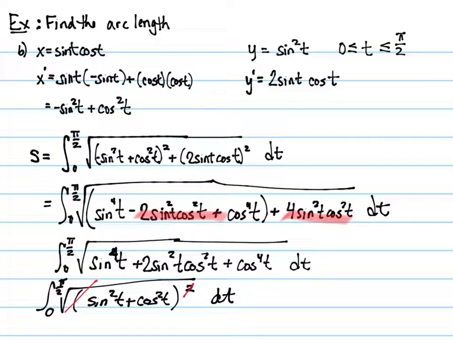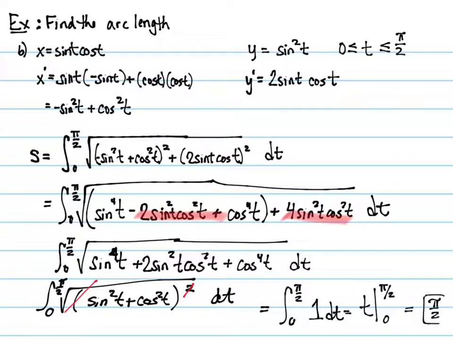And so, yes, sine squared plus cosine squared also happens to be 1, which is just even better. It's like icing on the cake. So I've got the integral from 0 to pi halves, literally of 1 dt. And the antiderivative of 1 is? T, because I'm working with t. And I'm evaluating from pi halves to 0. And if I evaluate those, I end up getting pi halves. So the length of this curve is pi halves between 0 and pi over 2.